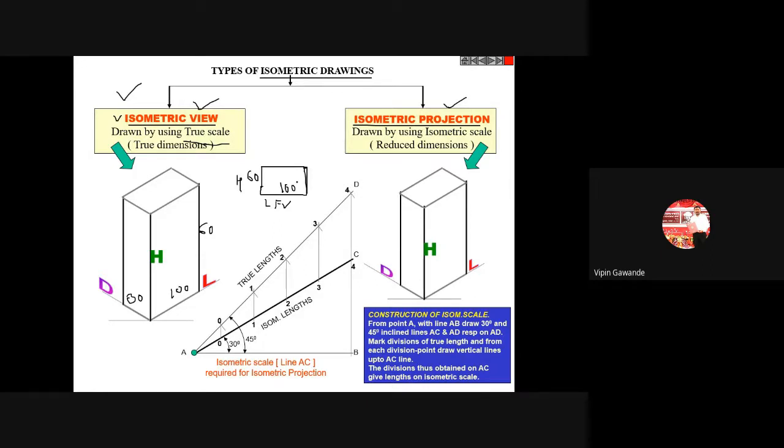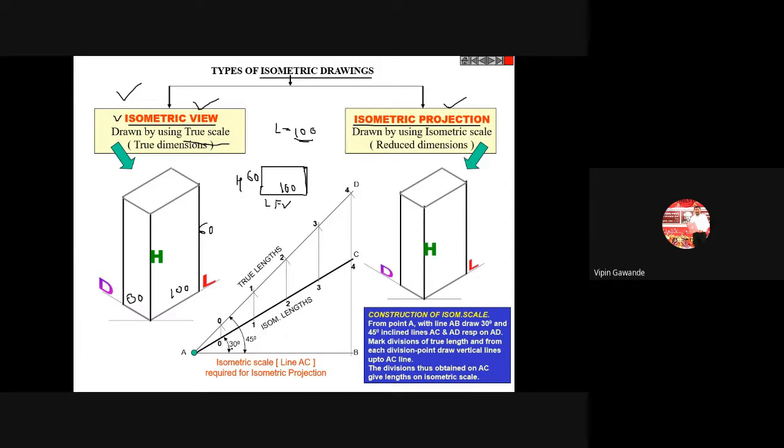Now suppose the same thing is there, 100, 60. But now here this is called the isometric scale. Now I am constructing an isometric projection. For isometric projection, we can't take the length equal to 100. We can't take the dimension as L equal to 100. So what do you have to take for this 100? You have to draw the scale first.